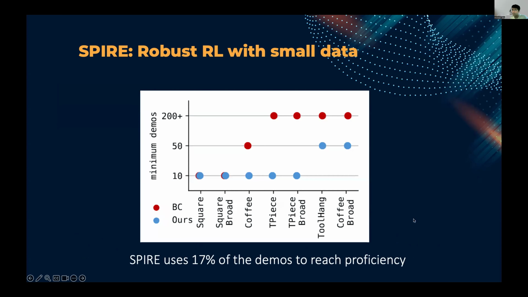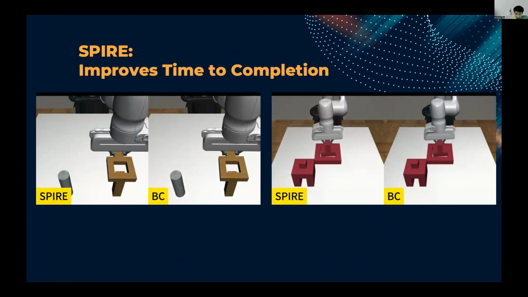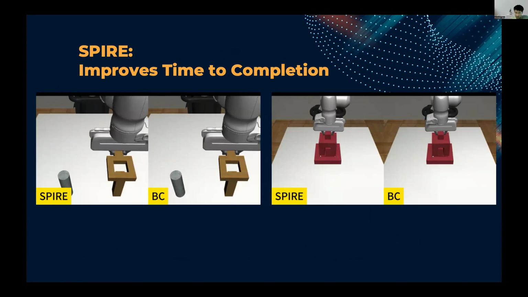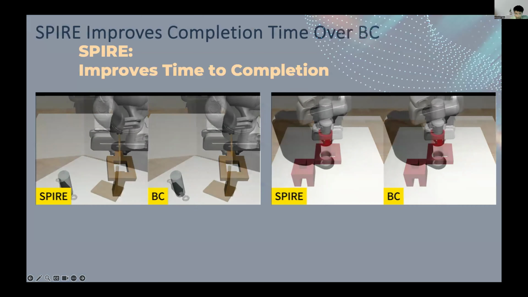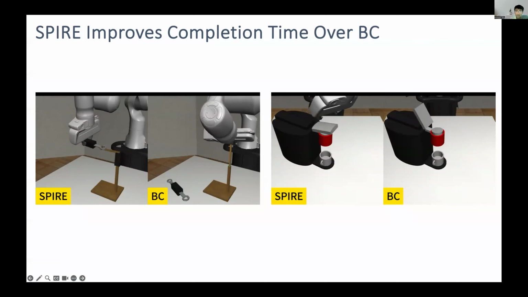Behavior cloning needs 200 plus demonstrations on every subskill, while this system can start with only 10 or fewer demonstrations and fine-tune them into very high-quality performance. Right. So it improves times to completion, and it also results in stable, long-horizon tasks.